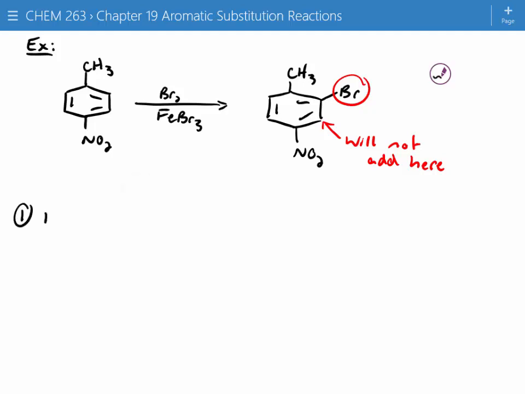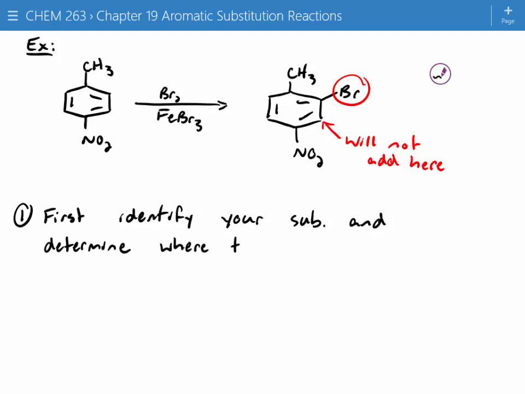All right. So the first thing to do is first identify your substituents and determine where they direct. So for example, we said our methyl group was an ortho-para director, and then we labeled them. We said our nitro group was a meta director, and I drew an arrow to that position. So identify all your substituents and then label them.